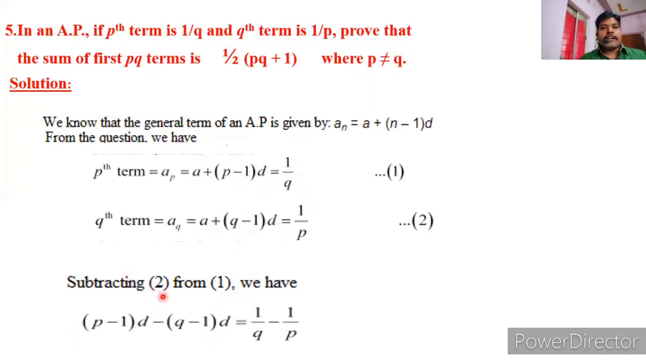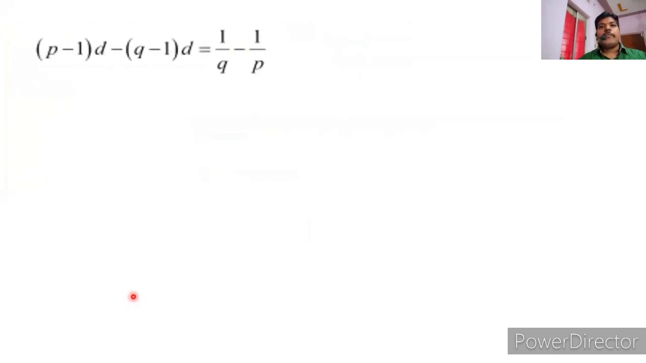Subtracting, it is correct. Subtracting 2 from 1, okay, it is correct. So take this value, A and A will be cancelled. (P minus 1) into D minus (Q minus 1) into D is equal to 1 by Q minus 1 by P. So simplify these values here. You can understand that one here. So (P minus 1) into D minus (Q minus 1) into D is equal to 1 by Q minus 1 by P.